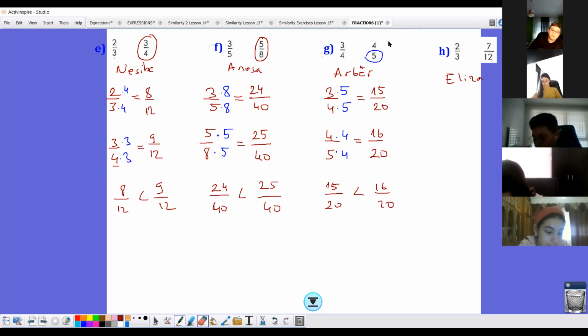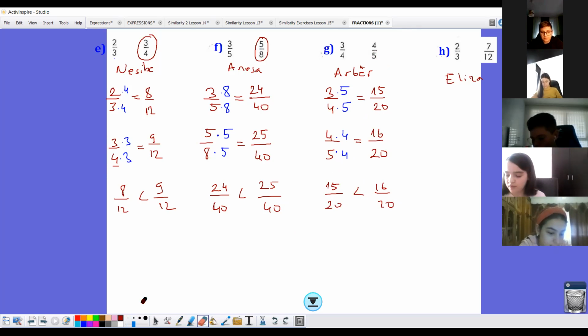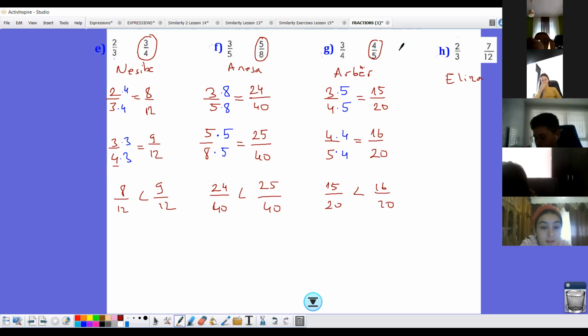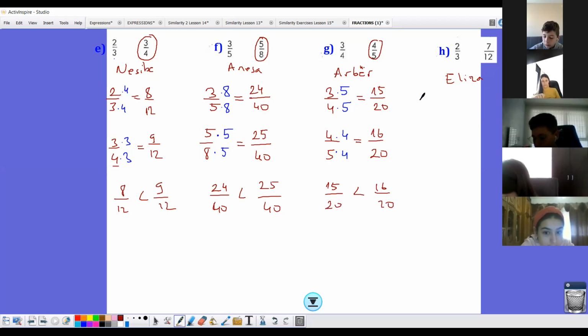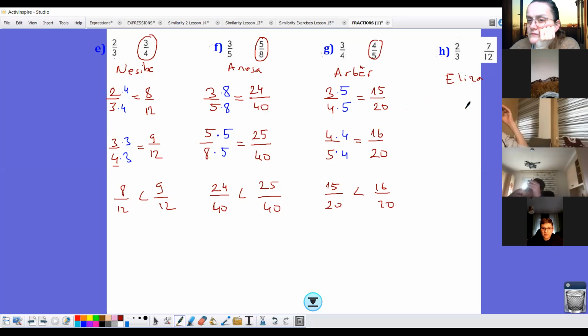So from here, I'm saying 4 out of 5 is the bigger one. Or we can do it like: who is greater, 3 out of 4 or 4 out of 5? You need to show how you are finding it. 4 out of 5 is bigger than 3 out of 4. Yes, and we're showing here. We need to show how we found that this one is bigger.